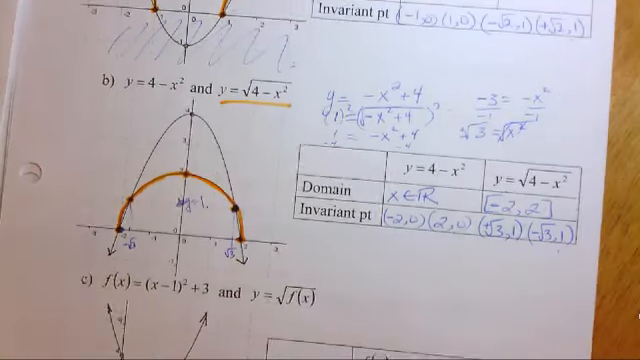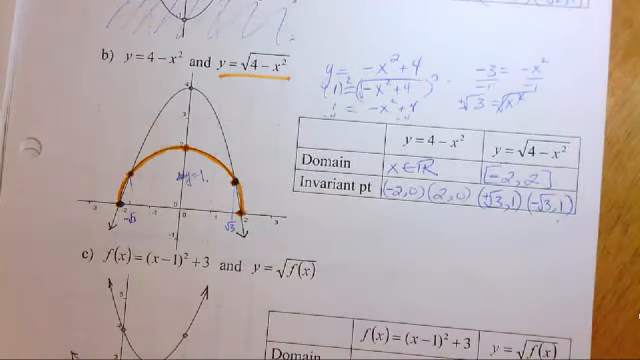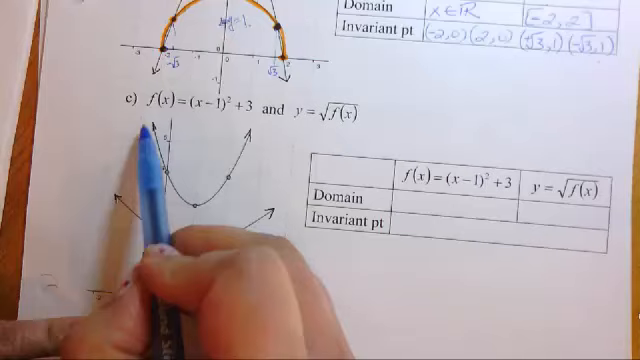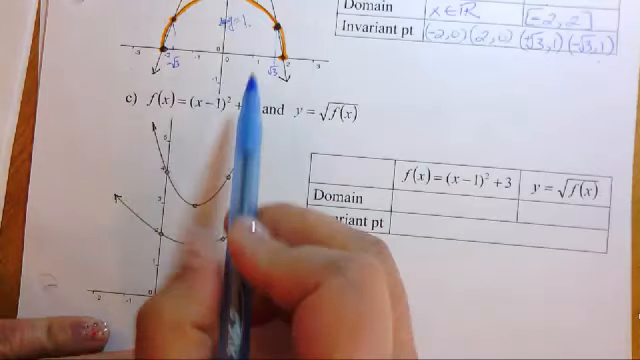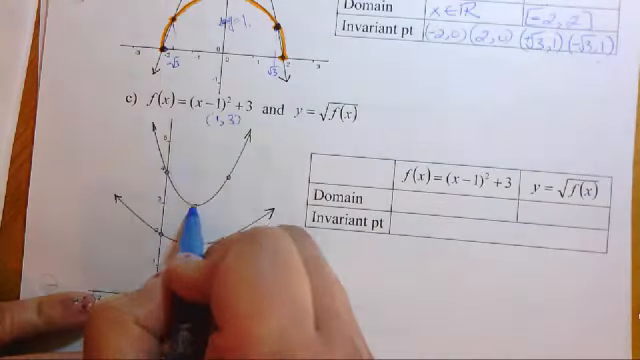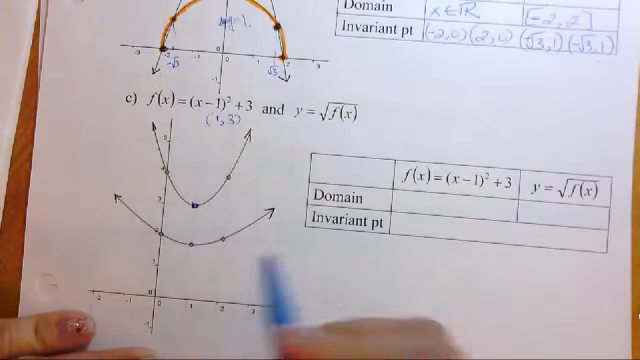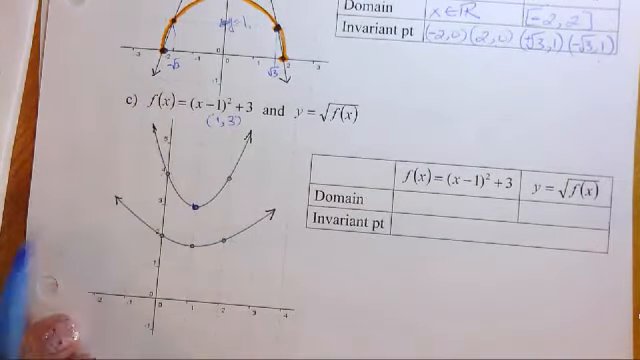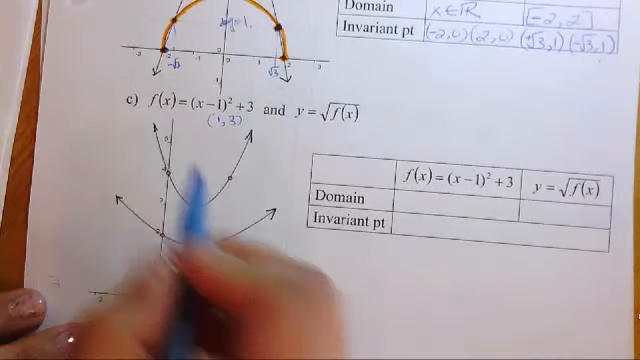Okay, now the last one for this page is this one, the original right here. If you notice, you've got your vertex at (1, 3), that's this point right here. So we're going to do the same thing. Look on your graph for nice points that have easy square root numbers, like perfect squares.